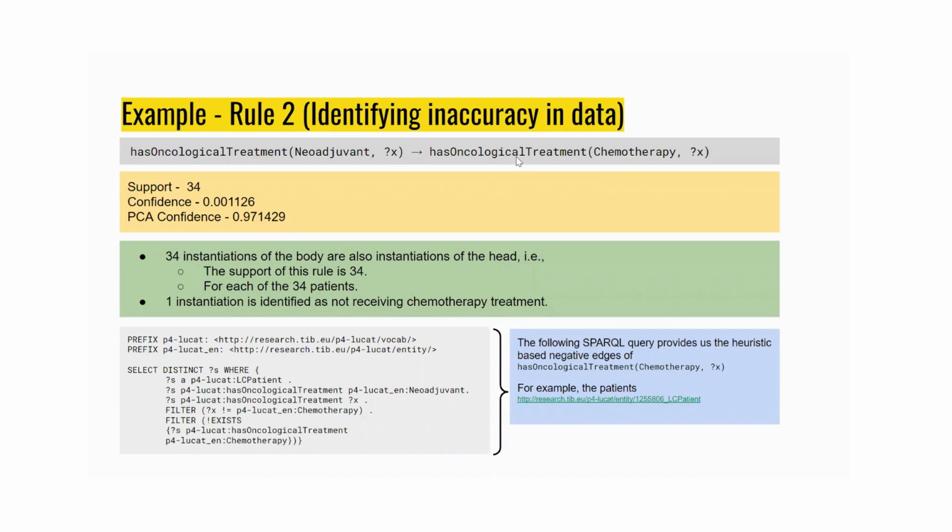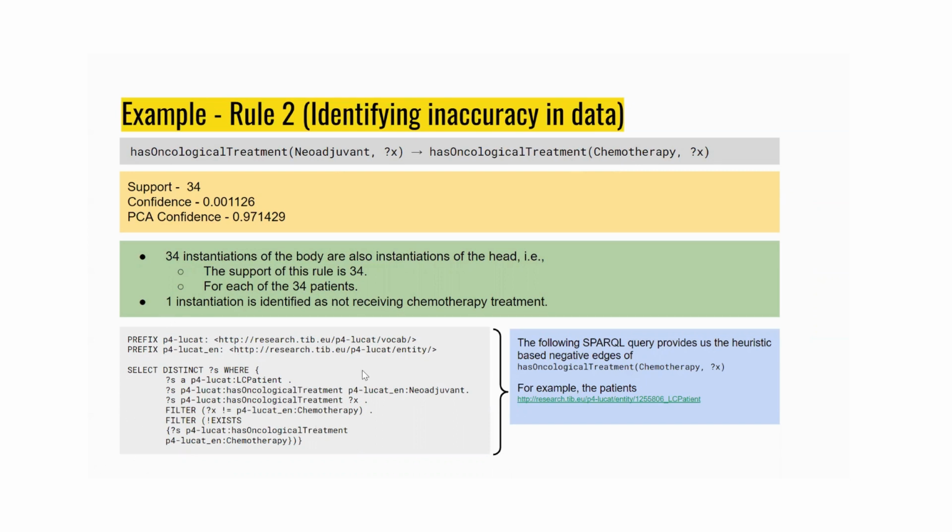Example 2 is to show the errors which can be found in the data. We have a rule saying if a patient has received oncological treatment neoadjuvant, then it is most likely that the patient also receives the oncological treatment chemotherapy. We can conclude that there are 34 instantiations of the body, which are also instantiations of the head, that is the support of the rule.